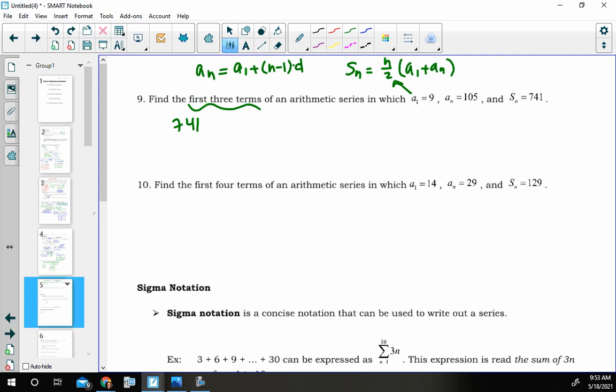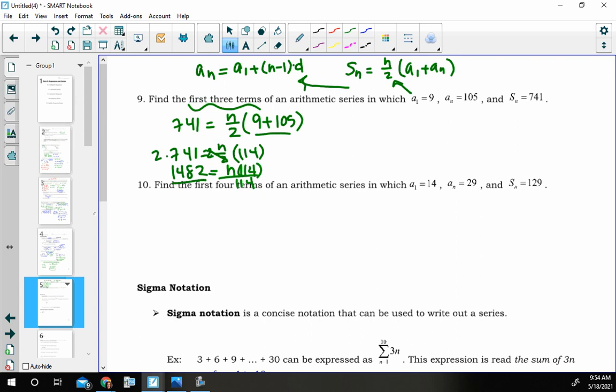So S of n is 741. I don't know how many terms. I know my first term and my last term. So what we're going to do is solve for n, because then I can make my way to the sequence formula to find the letter d. So if I'm solving, let's do 9 plus 105, 114. I'm going to multiply that 2 over to the other side to get rid of it. So 741 times 2 is going to give me 1482. Divide by 114. So n is going to equal 13. So there are 13 terms.